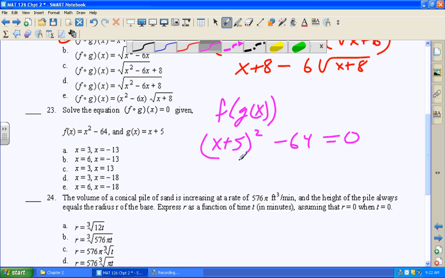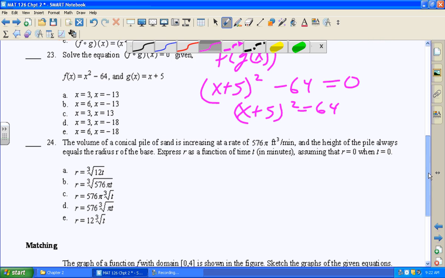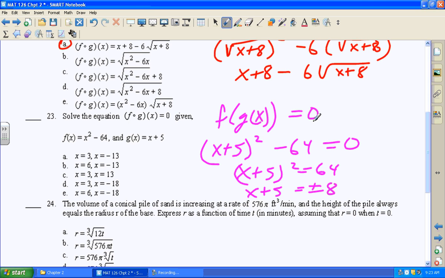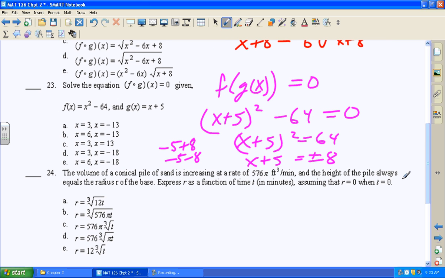And you solve it. X plus 5 squared equals 64. X plus 5 equals plus or minus 8. Yeah, so you take negative 5 plus 8, or you take negative 5 minus 8. You get two answers. Or could you just do like x squared plus 10x plus 25 and then do the quadratic formula and calculate it?